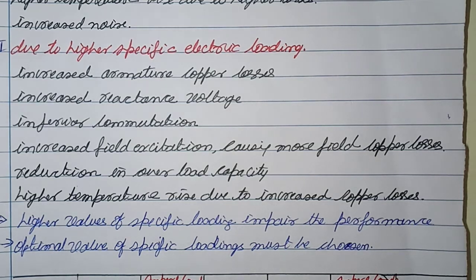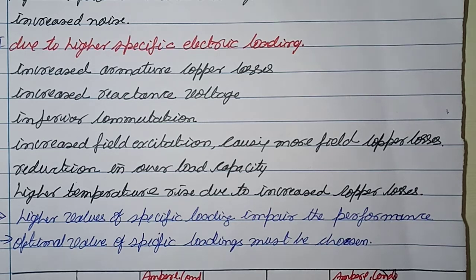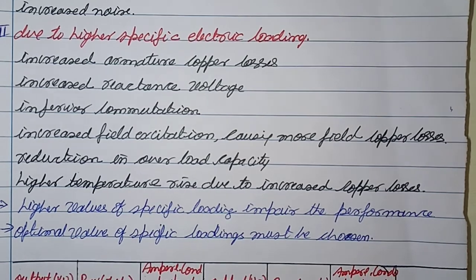But since, even at normal working, the losses are more and the heat losses are there, the temperature rise will be more even when they are working at the rated load or lesser. So it will be very difficult to work such machines at overload capacity. And then higher temperature rise due to increased copper losses, that is I square R losses, which are in the form of heat and lead to the temperature rise.